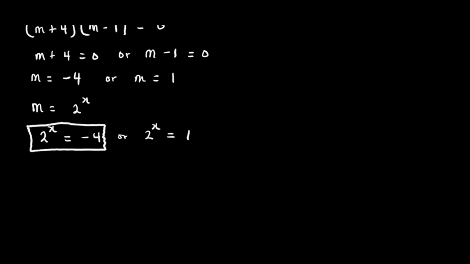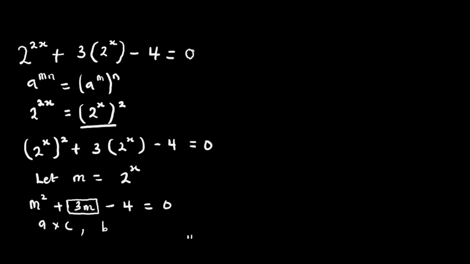So we move on to the other solution, which is 2 to the power of x equals 1. I want to write 1 as 2 to the power of something. So 2 to the power of 0 is 1. So I need to cancel out the base and equate the powers. So x is equal to 0.